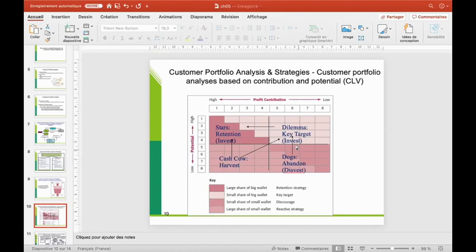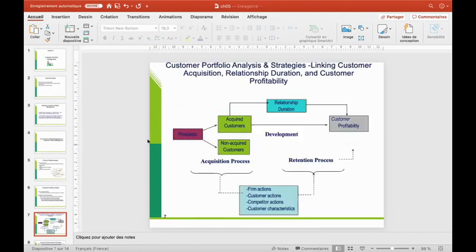And finally, you have the dogs, which should be abandoned. So they have low profit contributions today and have low profit potentials in the future. So the only strategy for them would be to disinvest in order not to lose money, because these customers are not profitable. How do you create your portfolio?